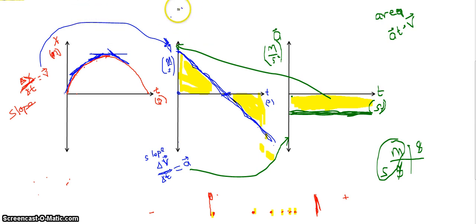Okay, so now let's look at the area of the blue one, which is your velocity versus time. So it's velocity times time. And, well, we can look at the units on that too down here. Meters per second times seconds. And hey, the S's cross out, and that's meters. And guess what this area is? It is your position, or change in position. And that's how they're all related.